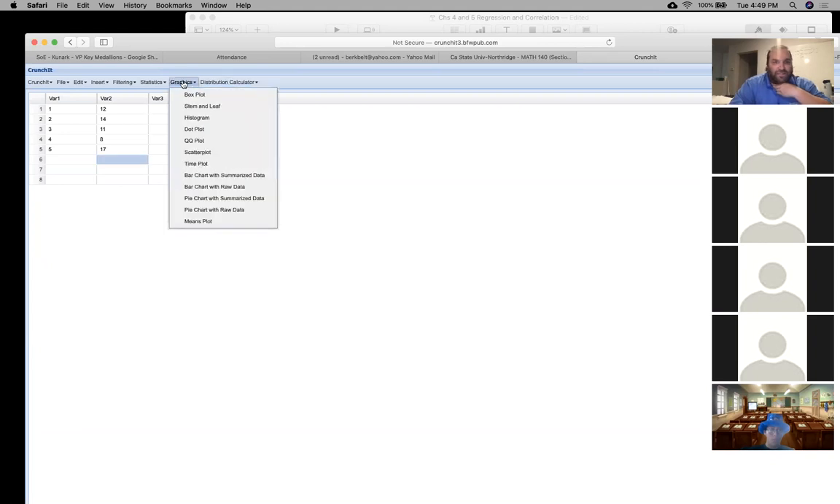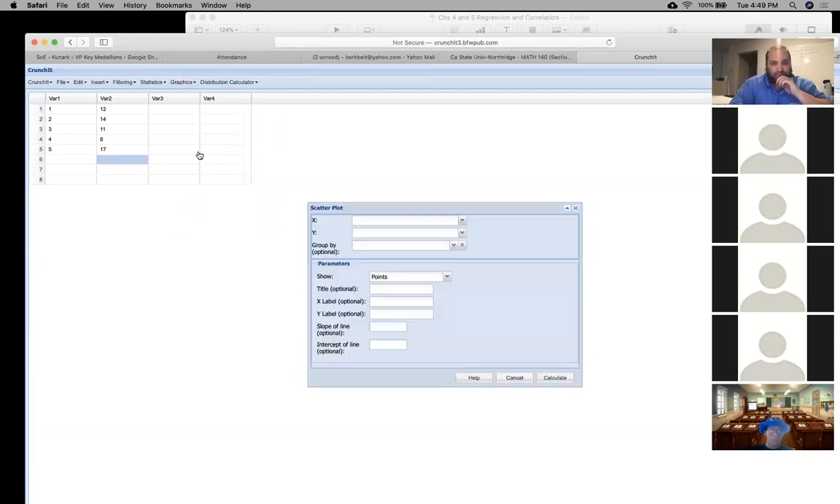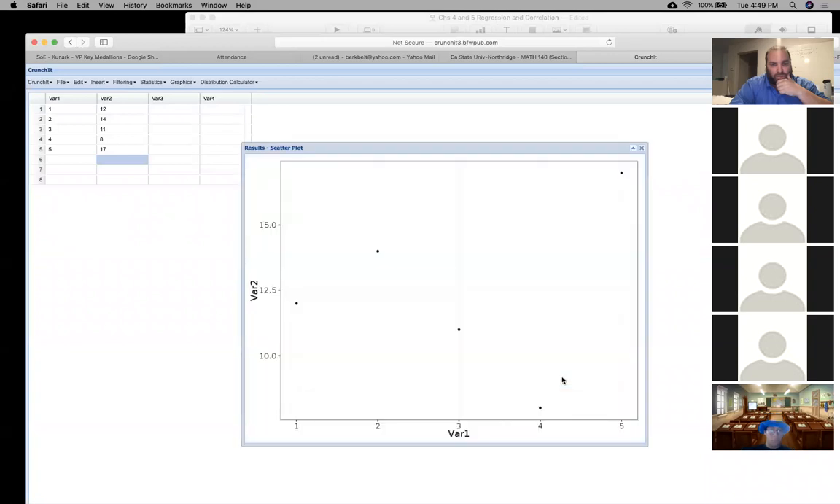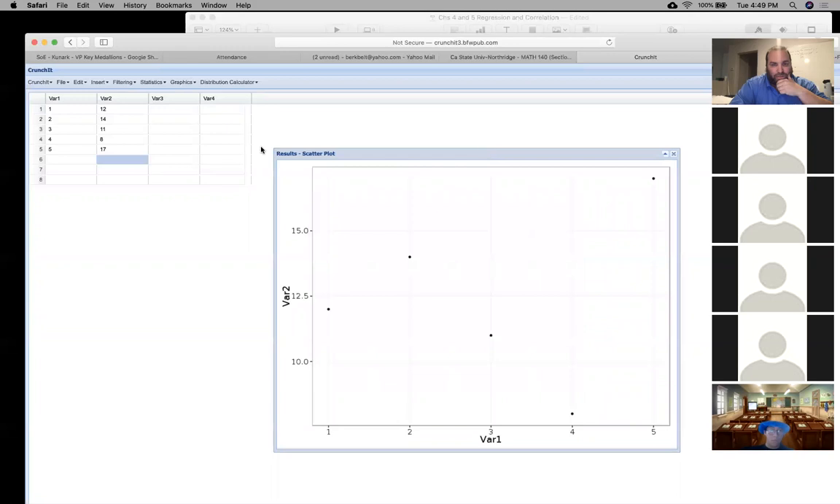So then you go to graphics, and you do a scatter plot. And you say X will be variable 1 and Y will be variable 2. And that's my scatter plot. Not a great scatter plot. Let's change my numbers here. Let's make it more linear. This one would be 17 instead, and this one will be 12.